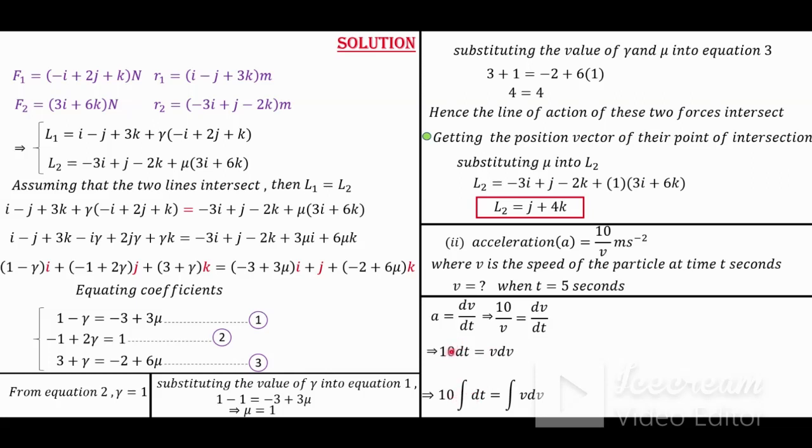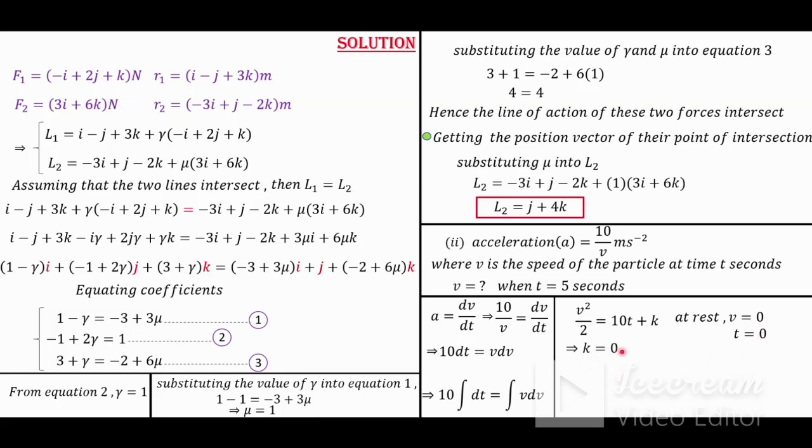Integrating both sides, we put the constant outside. We have 10 times the integral of dt equals the integral of v dv. Integrating this, we obtain v squared divided by 2 equals 10t plus k, where k is the constant of integration. But we know that at rest, v equals 0 and t equals 0, from which we get the constant k equals 0.